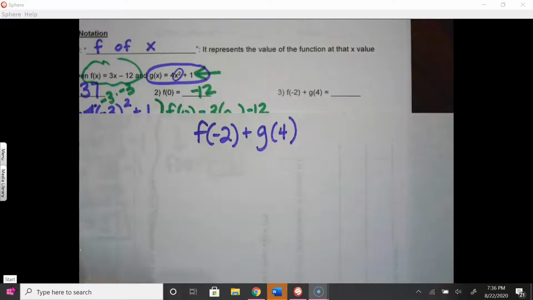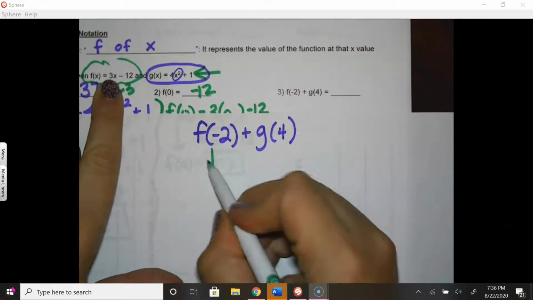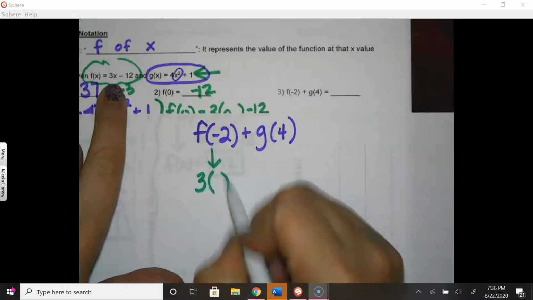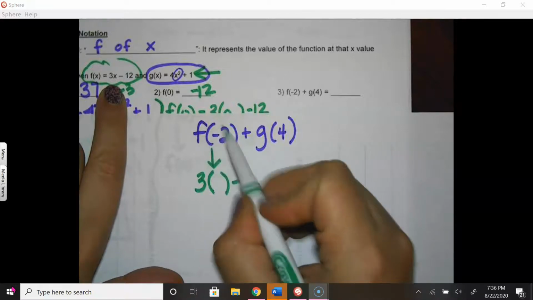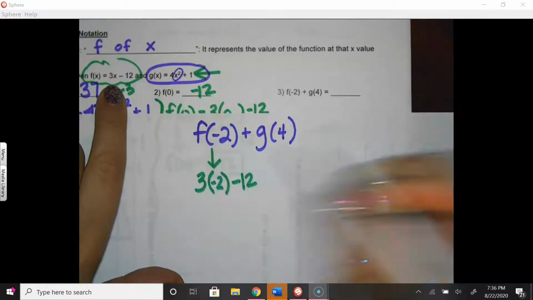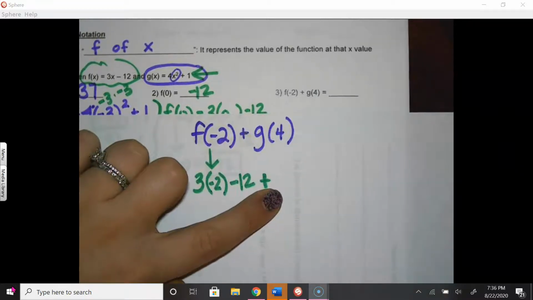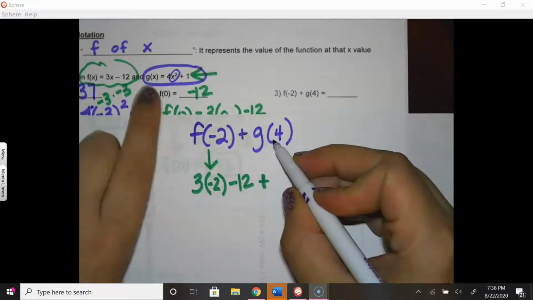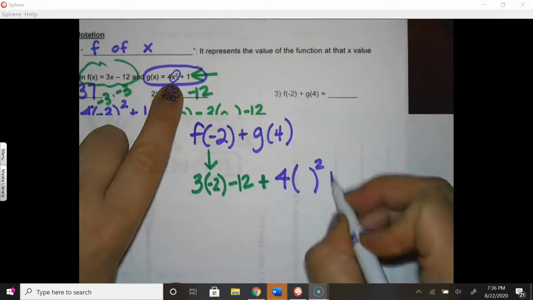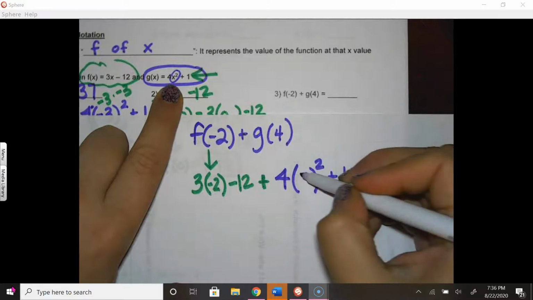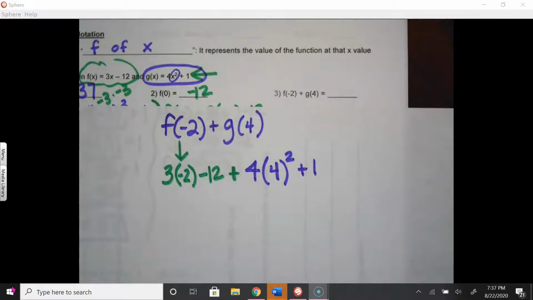Okay, in this problem, it's telling us to use function f, 3x minus 12. And again, instead of the x, it's telling us what number to plug in. And then it says add it to the value you get for g of 4. So we're going to take function g, which is 4x squared plus 1, and take the x out and plug in a 4. So that's what problem 3 is telling us.